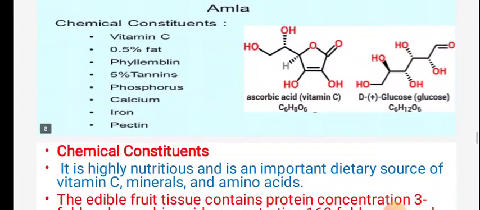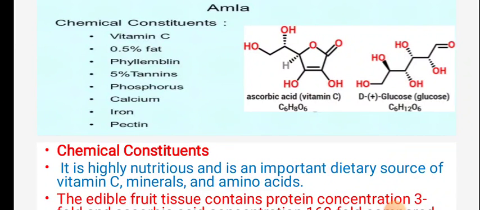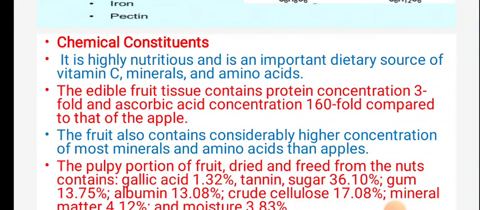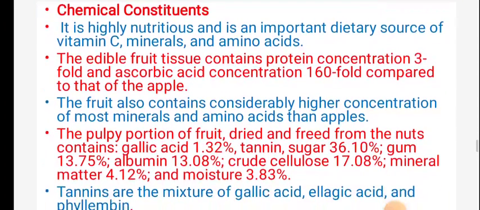The chemical constituents are vitamin C, 0.5% fat, phyllemblin, 5% tannins, phosphorus, calcium, iron, and pectin. It is highly nutritious, an important dietary source of vitamin C, minerals, and amino acids. The edible fruits contain protein concentration threefold and ascorbic acid 160-fold compared to that of the apple. The fruit also contains considerably higher concentrations of most minerals and amino acids.